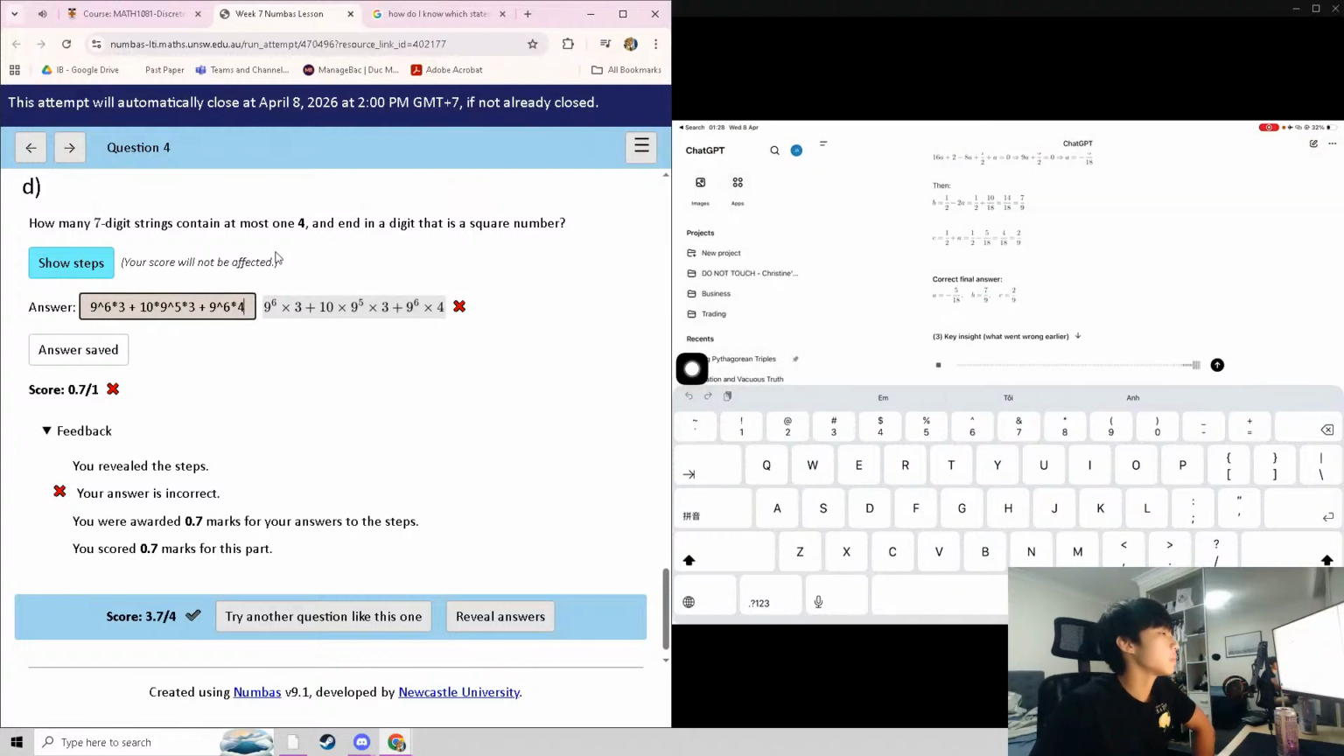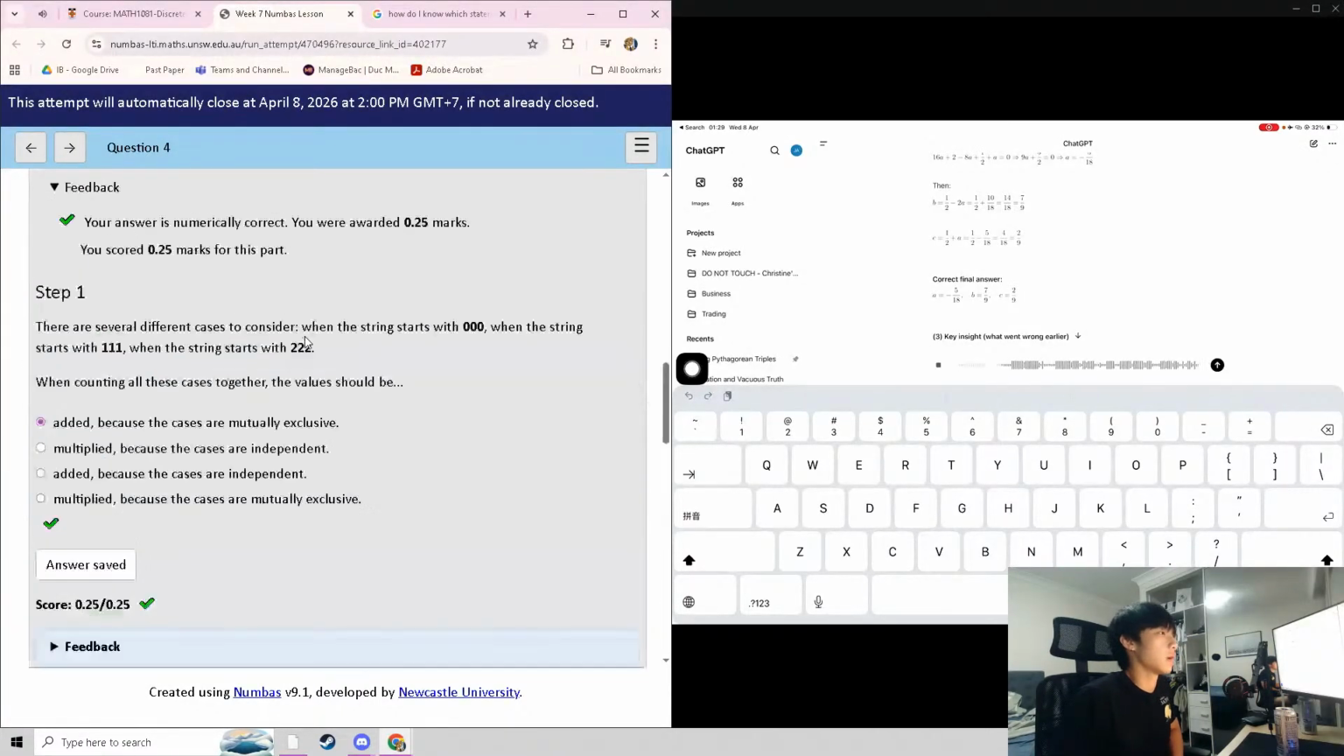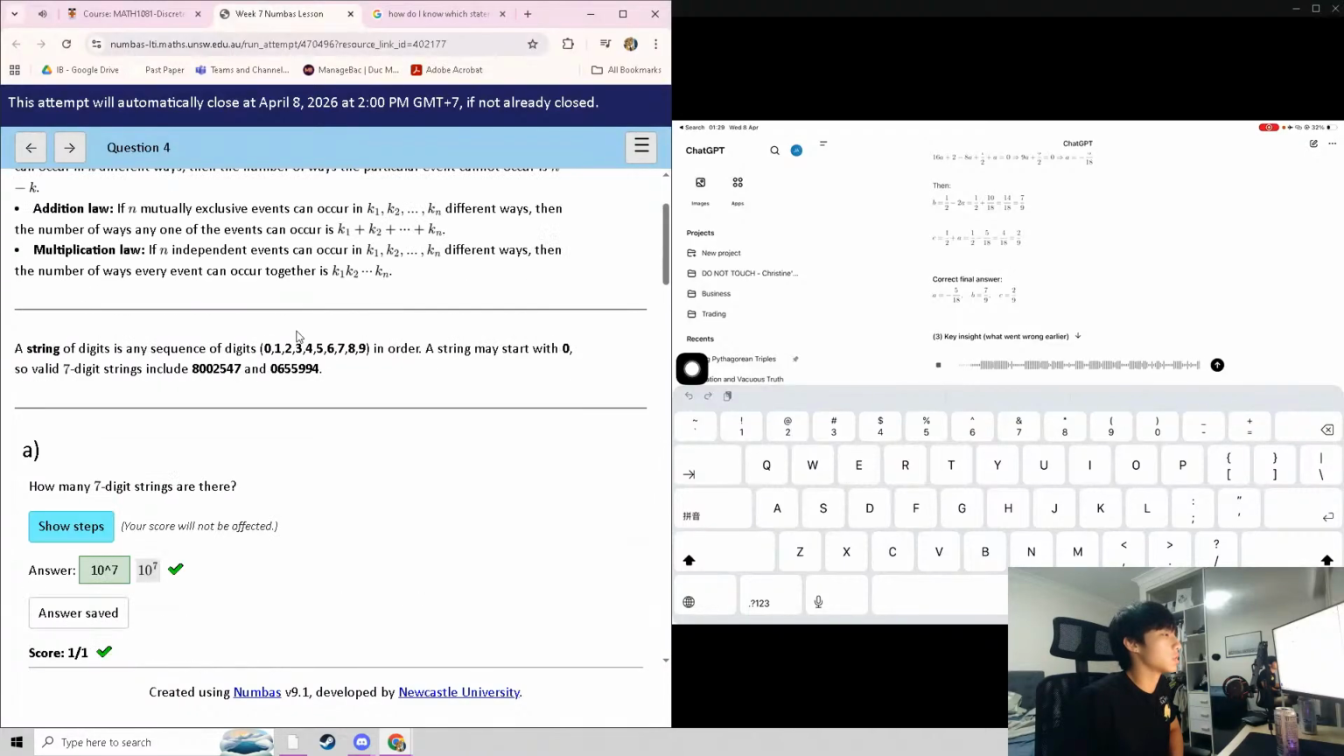Hey ChatGPT, my question is, I'm trying to find how many 7-digit strings contain at most one 4 and end in a digit that is a square number. The main question is that we have a string of digits from 0 to 9, and a string may start with 0, so repetitions are okay, and order does matter.